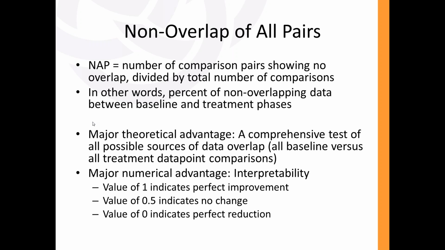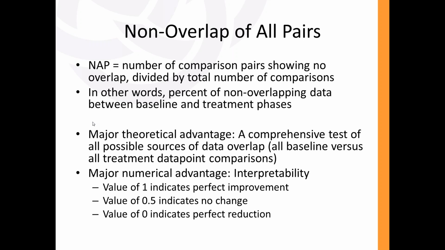And the other advantage is in interpretability, because a value of 1 indicates perfect improvement, a value of 0.5 indicates no change. In fact, it indicates 50-50, right? Literally, it's 50%, which means that half of the intervention data points are above and half are below, on average, each baseline data point. So that's a very meaningful number, right? And then 0 indicates perfect reduction. So that would mean that all of the intervention data points are below all of the baseline data points. So it's a very elegant technique.